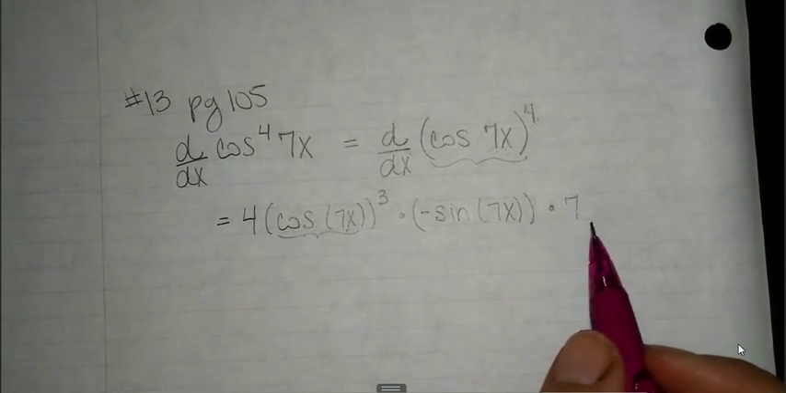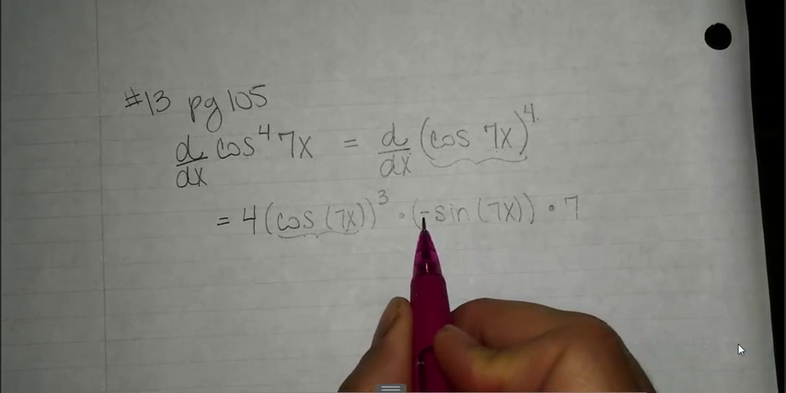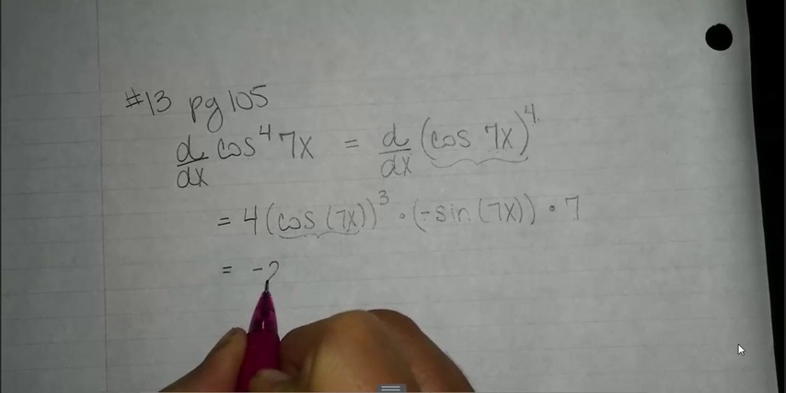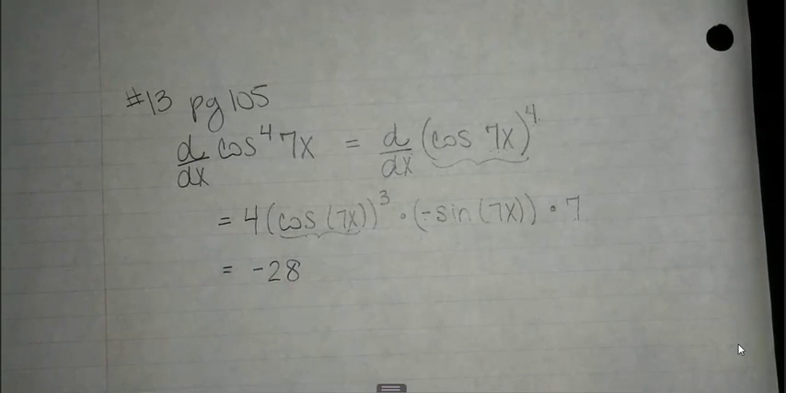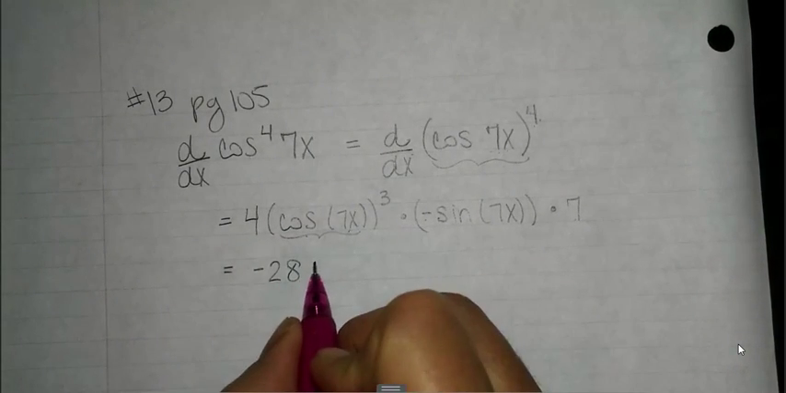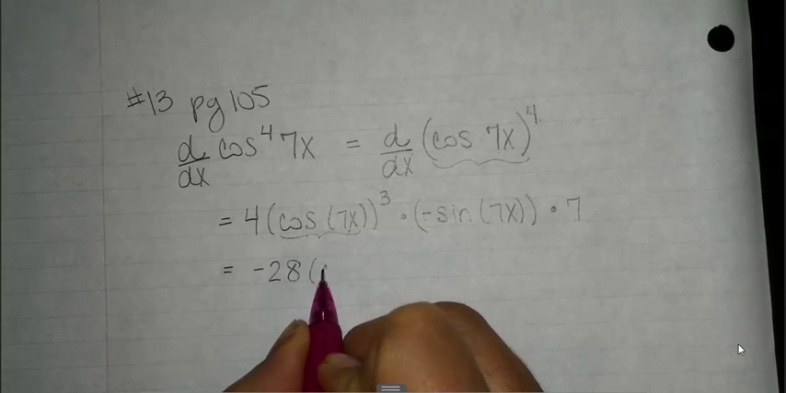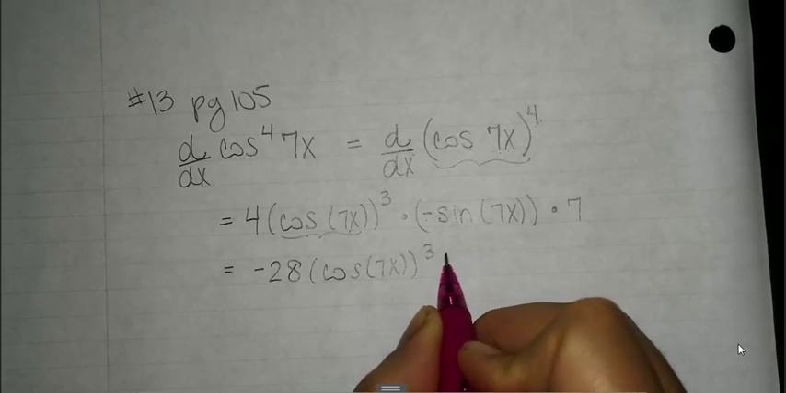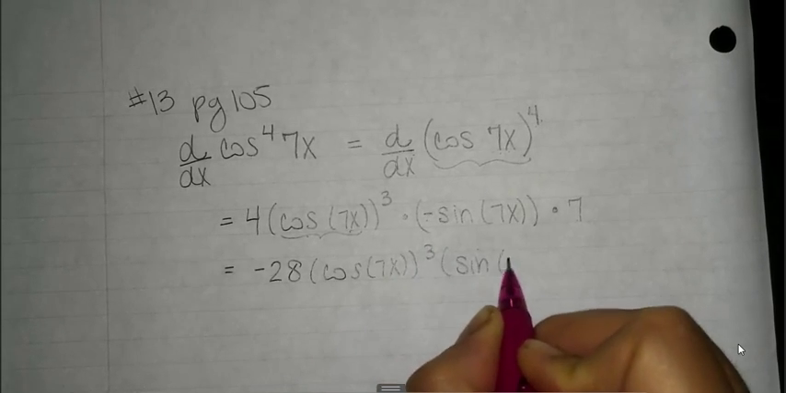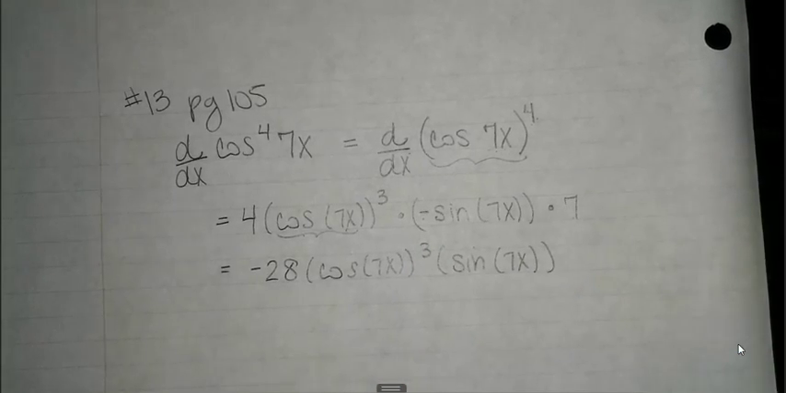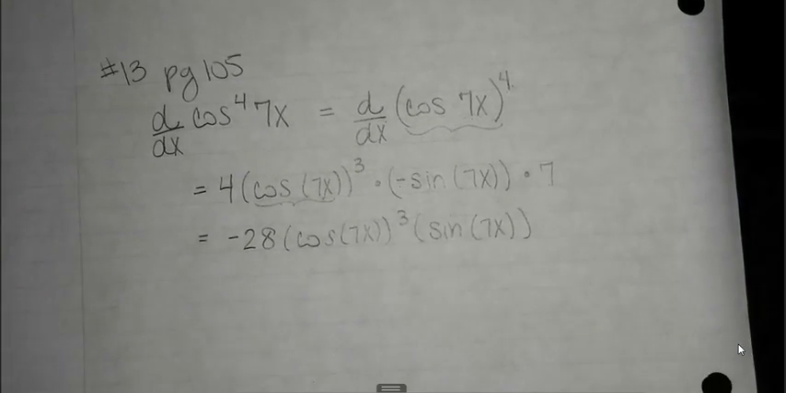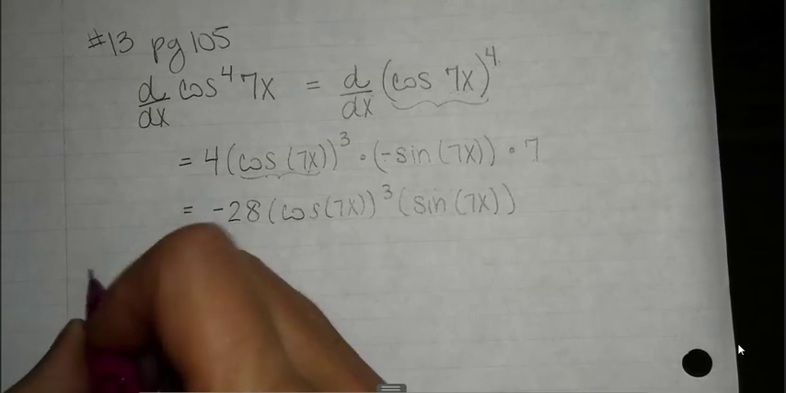All right, so when I multiply this all together, I've got a negative 1 here, a 7, and a 4. That's going to give me negative 28. And then I don't think it matters which way I do this. So how about I do cosine of 7x cubed times sine of 7x. Okay, so now let me do that using U-sub. So here's the U-sub way.